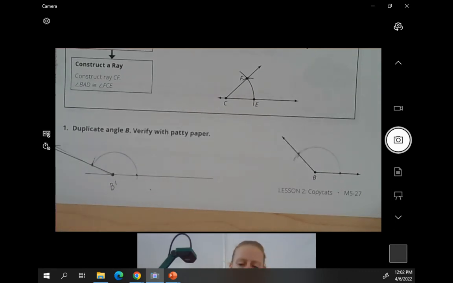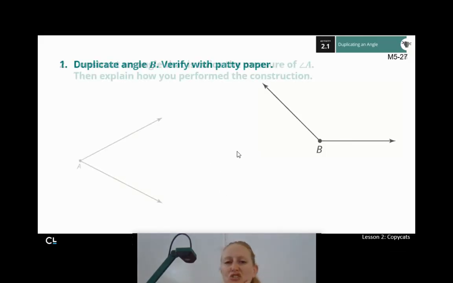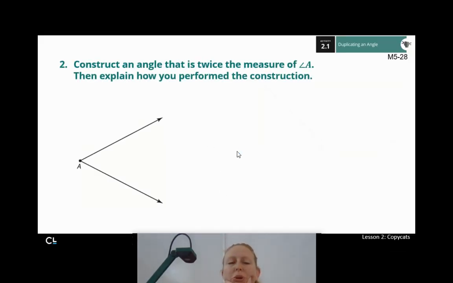Sweet. I hope you did all right with this, because now it's time for the next challenge. Here I have angle A. I want you to construct an angle that is twice the measure of angle A. And you may have to give a little bit of explanation there too on how you did it. Go ahead, this is the challenge. Hit pause, see what you can do with this, and then hit play when you're ready to check your work.